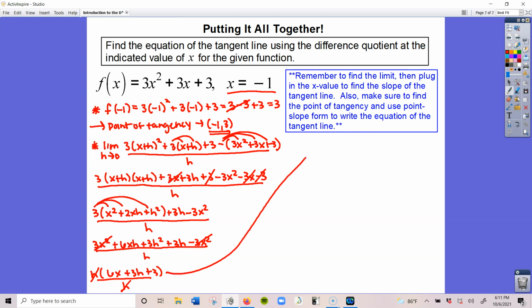So that's going to lead me to the limit. The limit as h approaches 0 of 6x plus 3h plus 3. When I plug in h is 0, this would cancel, so I would get 6x plus 3. This is my derivative.